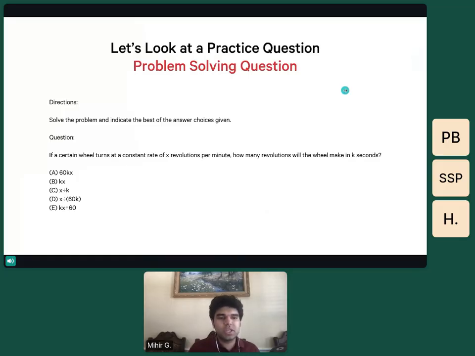Looking at a practice question, this is the type of question that you'll get. You'll have directions, which are the same for all the questions. Then you'll have a question and 5 answer choices, and you'll be asked to solve it. Having 45 minutes for 21 questions is approximately 2 minutes per question. That's the timing that you should take going into this exam.